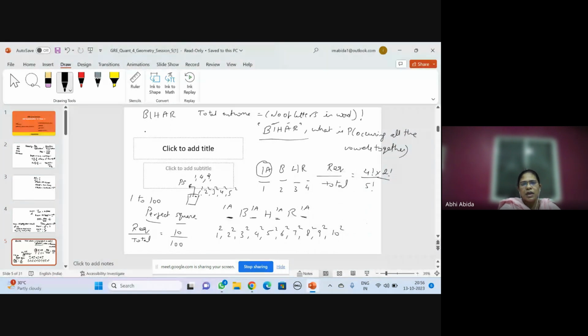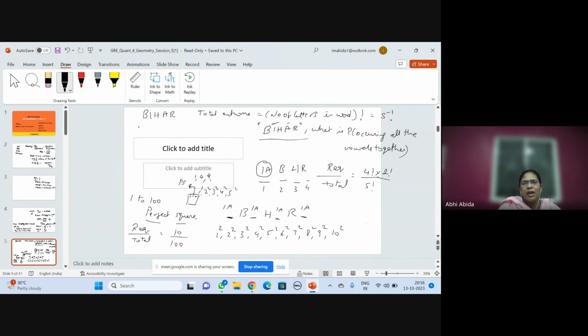I repeat once again: probability is nothing but required by total. Whenever the total outcome is concerned with words, we should see that it is the number of letters in the word factorial. So how many letters are there in the word? 5 letters. So 5 factorial will be my total outcome.